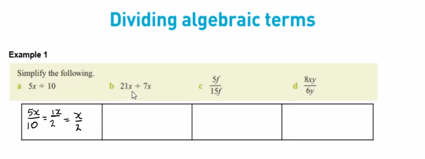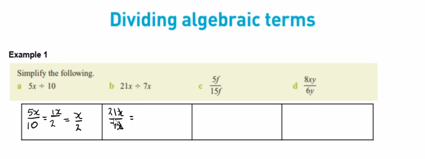Okay, 21x divided by 7x. So 21x over 7x equals. So let's deal with the algebra first. If we have x divided by x, that is exactly the same as 2 divided by 2, which is 1, 3 divided by 3, which is 1, 4 divided by 4, which is 1, so x divided by x is 1. Anything divided by itself is 1. So we can cross these off. Go cross, cross, so they don't exist anymore.